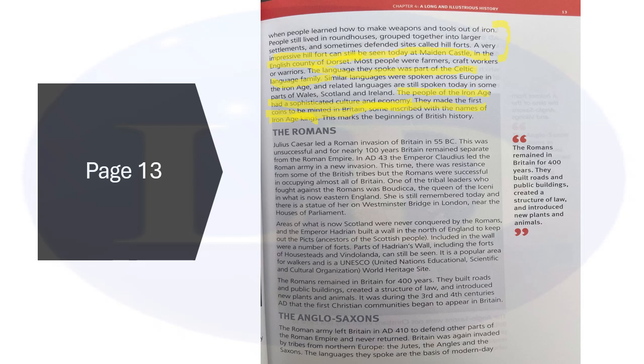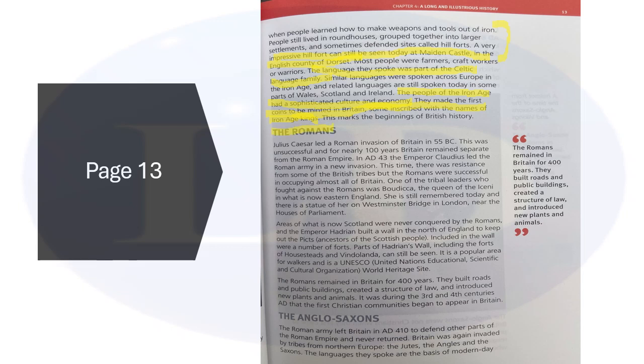So you could be asked who minted the first coins in Britain. Okay, so people of Iron Age. And sometimes you are asked the question, what was inscribed on these Iron Age coins? So you would say the names of Iron Age kings. Okay, so the next and the most important topic for this lesson is the Romans.